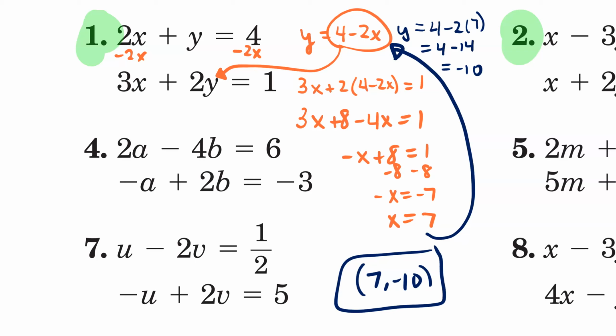Maybe the second one will be a little easier. We'll do number 2 and then we'll move on to the other examples. Maybe it would make more sense.